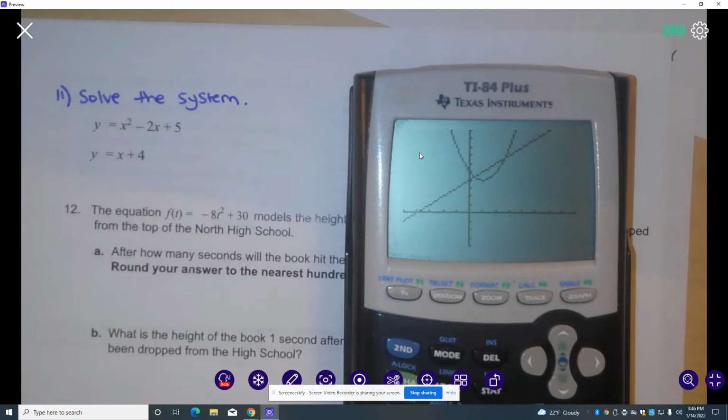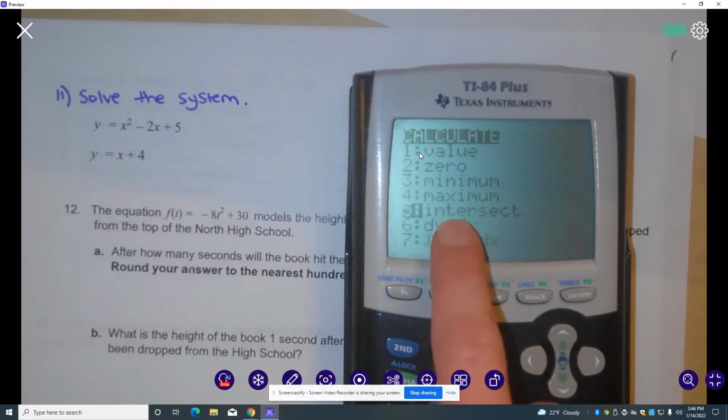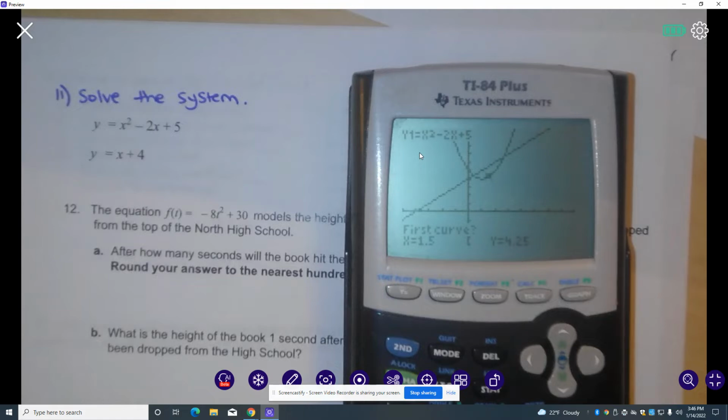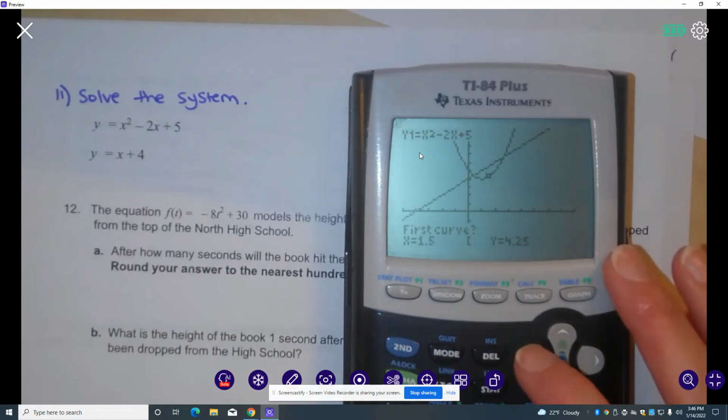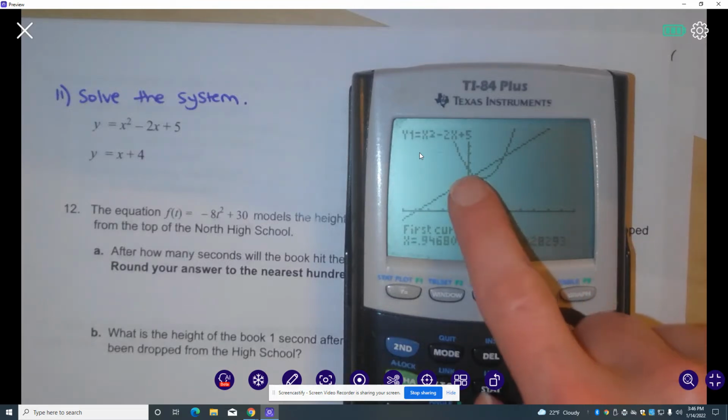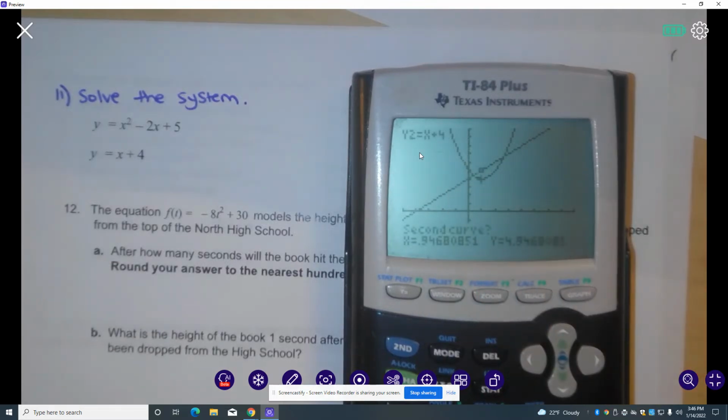So remember, to find an intersection point, we're going to go to second calc. So hit second and then that trace button, and we're going to find the intersection point. So go down to intersect. I'm going to find this one on the left first. So your cursor is on the first curve, the first parabola. So I'm just going to move it till it's kind of close to that intersection point and hit enter.